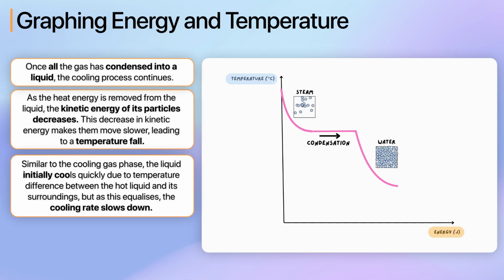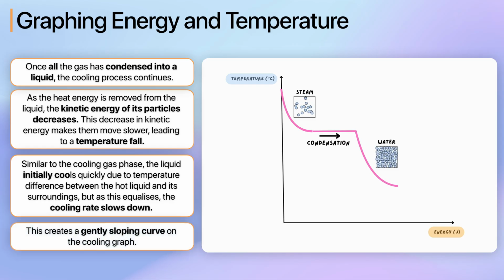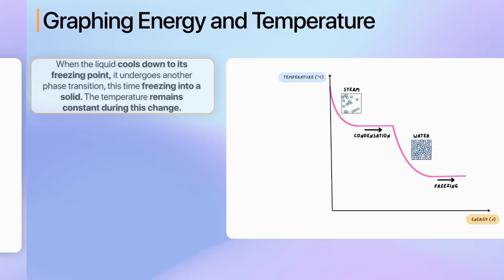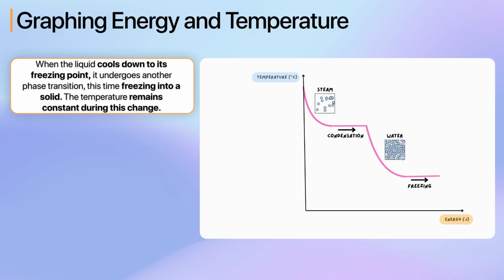But similar to the cooling gas phase, as the liquid's temperature nears that of its surroundings, the cooling rate slows down. This creates another gently sloping curve on the cooling graph. Eventually, the liquid cools down to its freezing point. At the freezing point, the liquid undergoes another phase transition, this time freezing into a solid.